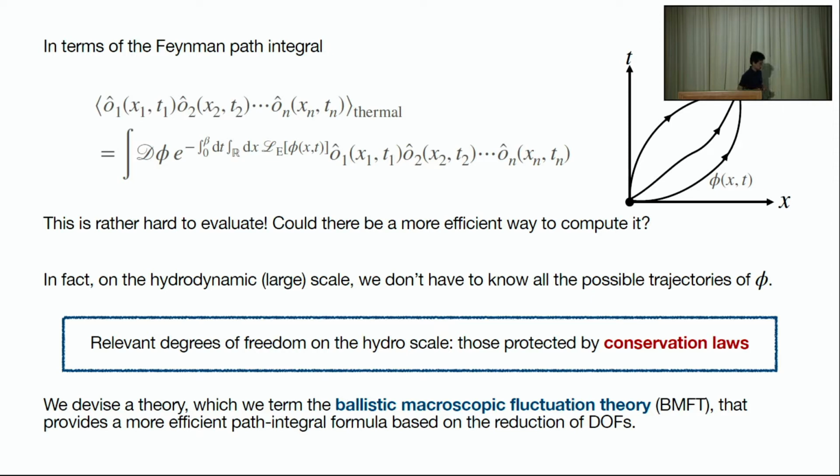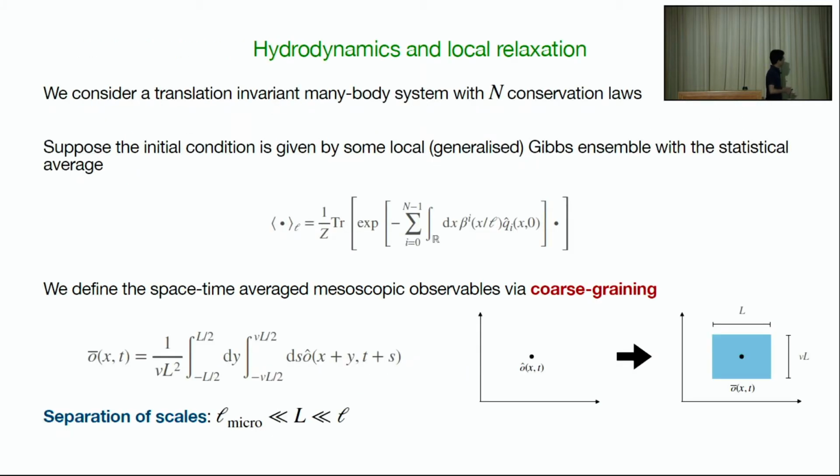A remark here is that we need to put in some kind of data to do this theory, and there is only one kind of data that would be required, which is the hydrodynamics of the theory. Stating it another way, if you know the hydrodynamics of the theory, you're in business. You can do this ballistic macroscopic fluctuation theory to compute dynamical correlation functions. So we have to know the hydrodynamics. That's the starting point. Let's talk then about hydrodynamics.